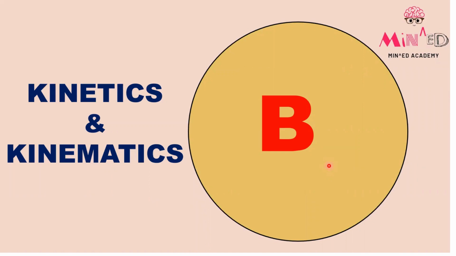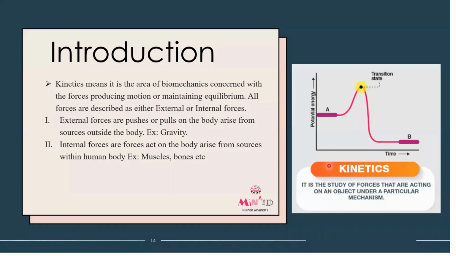Next, we'll move to our second topic, that is kinetics and kinematics. Now, what is kinetics? As you can see in the diagram, it is the study of forces that are acting on an object under a particular mechanism. Okay, so this is called kinetics. So, what does kinetics mean? It is the area of biomechanics concerned with the forces producing motion or maintaining equilibrium. So, kinetics deals with the forces.